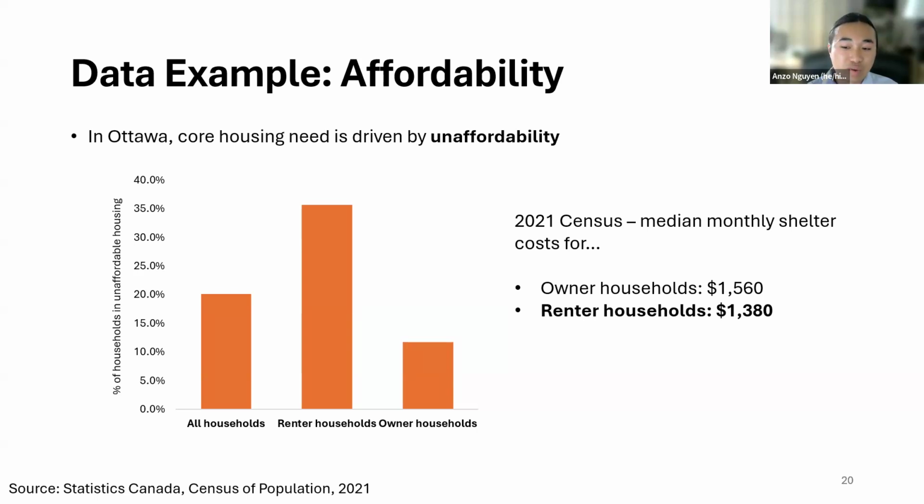The census also tracks shelter costs. In 2021, they recorded the median monthly shelter cost for renters at around $1,380 a month. However, the median shelter costs recorded by the census are the rents for all households currently renting. So they don't really reflect the current or more recent market conditions for households who are looking for a place to live, for example. And so we need to look beyond just census data to have a more complete picture of affordability for rental households.